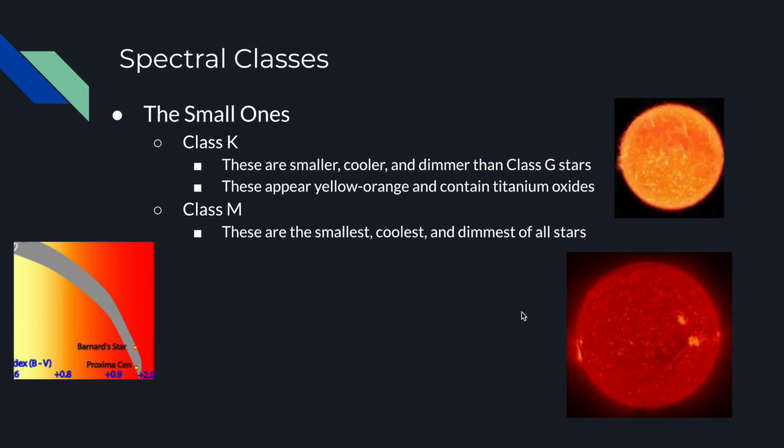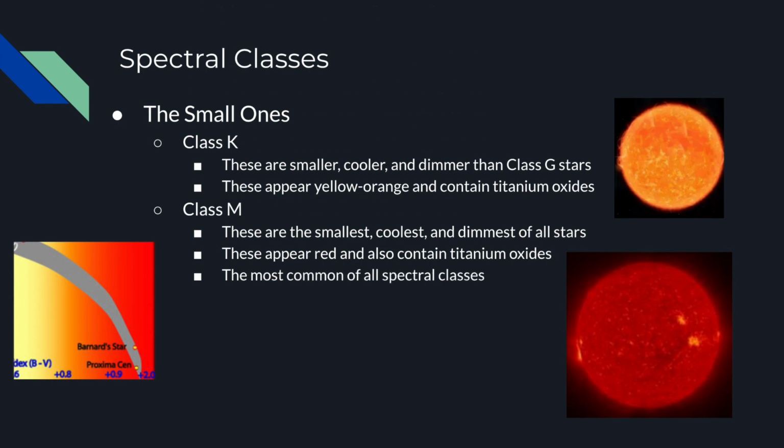These are the smallest, coolest, and dimmest of all the stars that exist. Class M stars appear to be red and contain quite a lot of titanium oxide as well. Class M stars, also known as the red dwarfs, are the most common of all spectral classes. They dominate in the Milky Way and indeed in most galaxies that we know of.